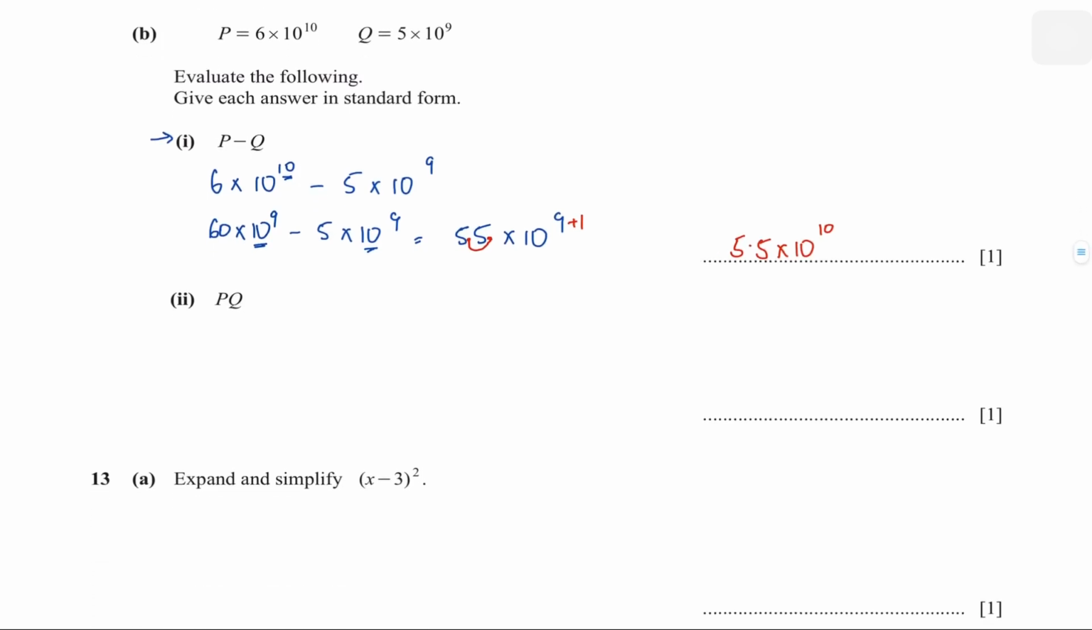Okay. Next we have to find out PQ, which means I need to multiply P with Q. So multiplying is fairly simple. 6 times 10 raised to the power 10 multiplied by 5 times 10 raised to the power 9. You can remember this as we multiply apples with apples and oranges with oranges. So 6 times 5 is going to be 30, and 10 power 10 multiplied by 10 power 9 means that I'm just going to add the powers. So that's going to make it 10 plus 9. So 30 times 10 raised to the power 19.